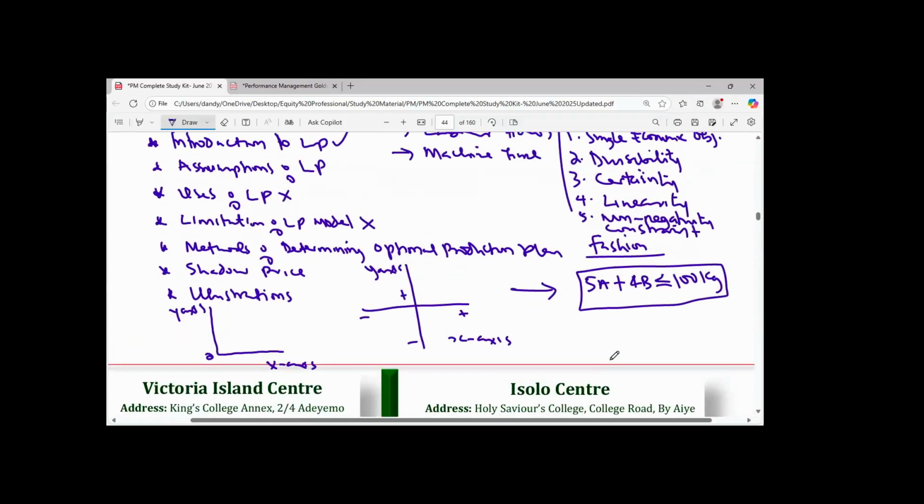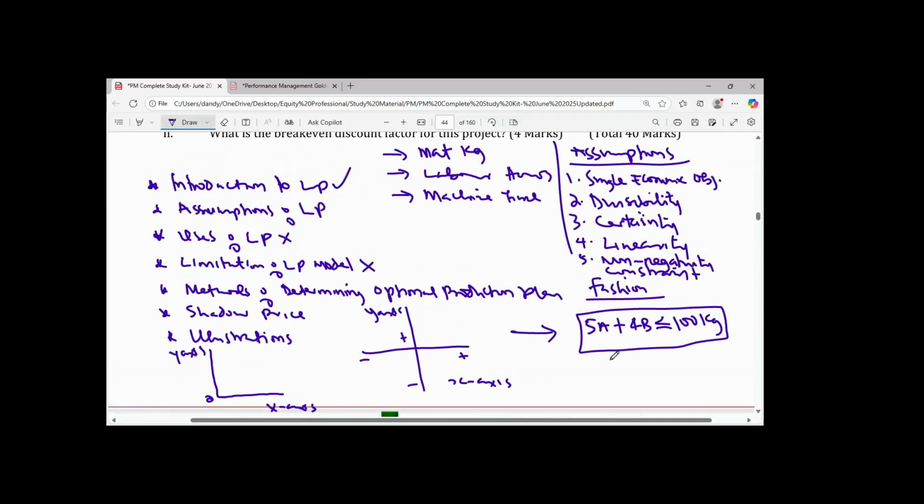So these are the 5 underlying assumptions of linear programming. The examiner can ask you, because it is examinable. You must understand what each of them is talking about. And when the examiner is asking you to explain the underlying assumptions of linear programming, you have to give an example of each of them for you to be able to earn your full mark. All right, so that is as per that.